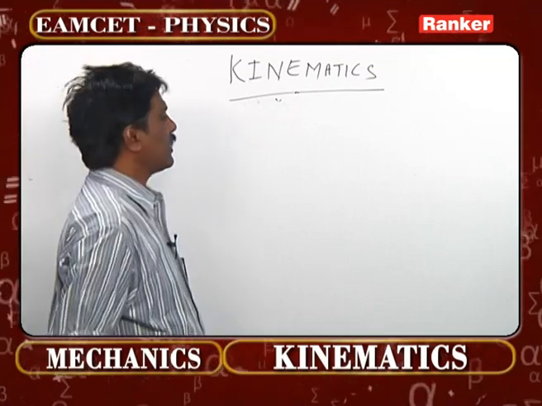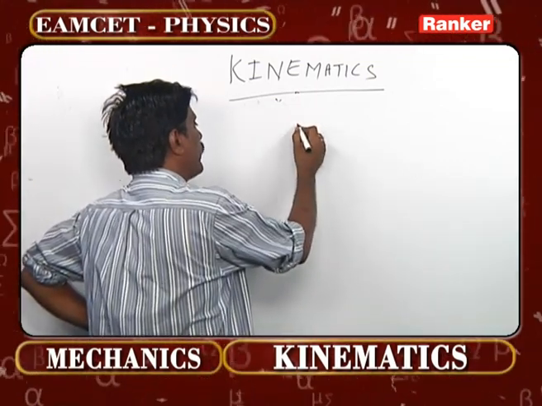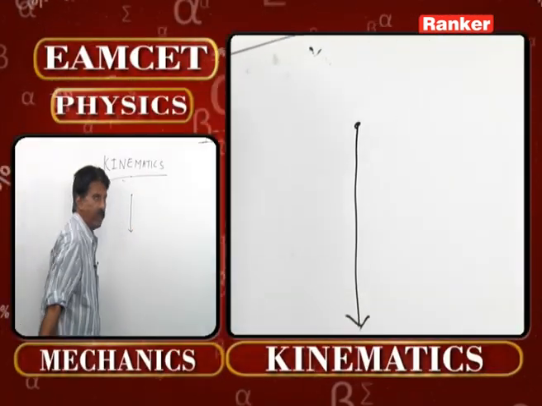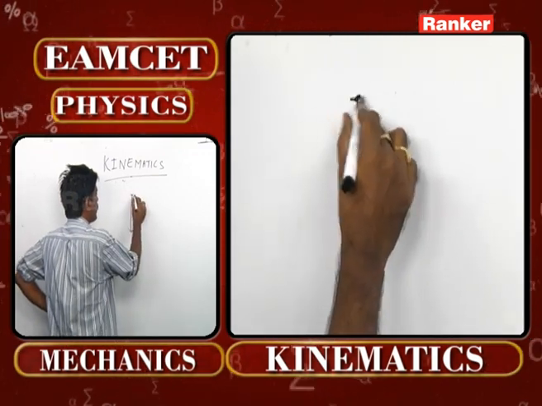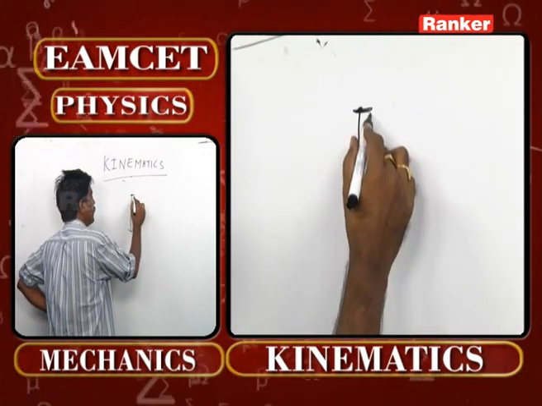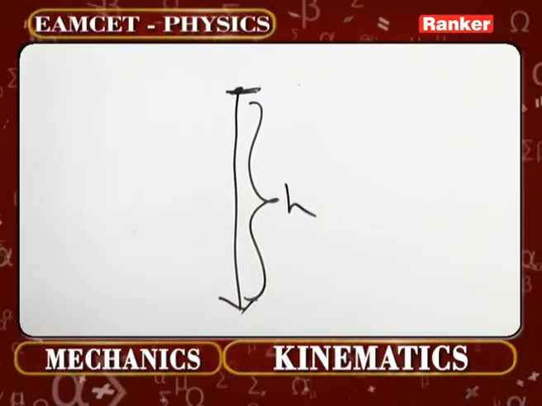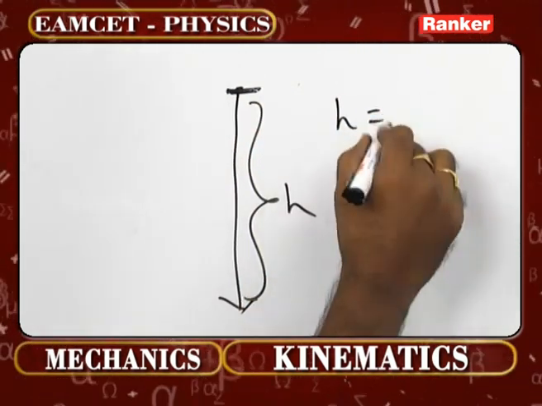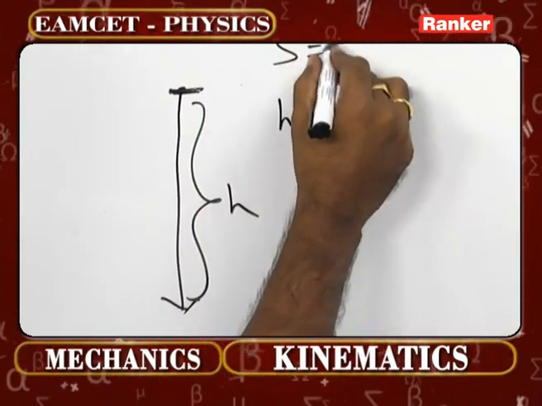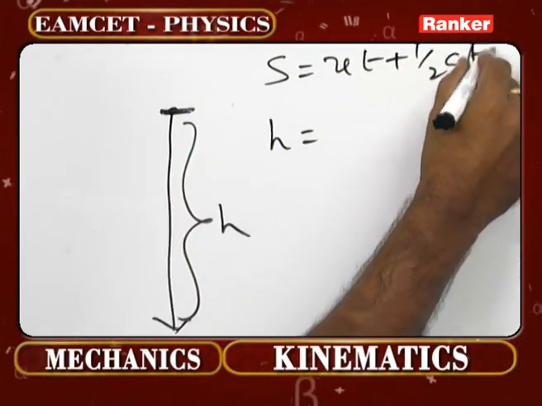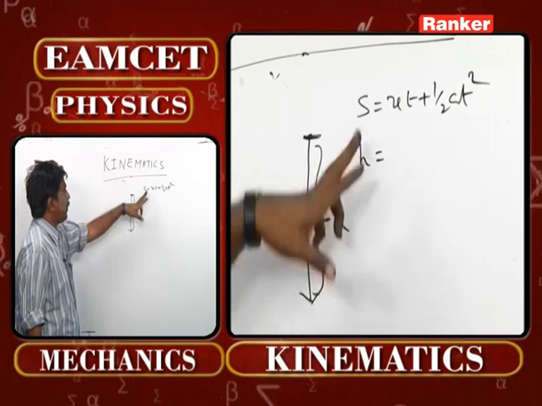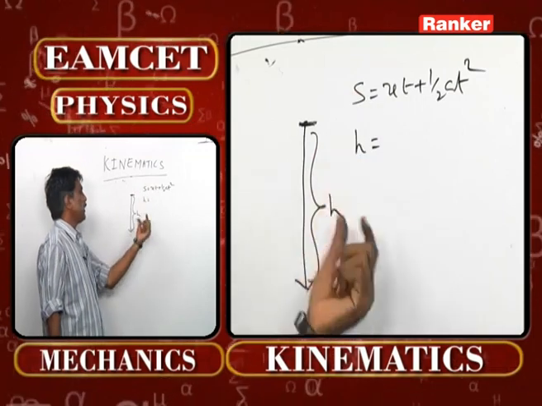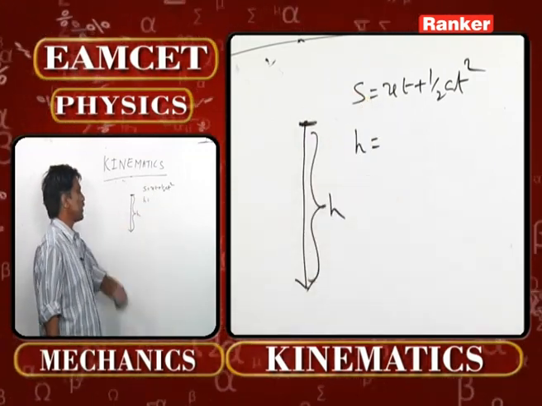Now these normal equations of motion for a uniformly accelerated body can be applied to any unidimensional or unidirectional motion. For example, you take a body dropped freely from the top of a tower of height h. The time taken for it to reach the ground: normal equation is s is equal to ut plus half at square. This is the kinematic equation. Now you have to apply this equation here also, because this is also one-dimensional motion, and here the only thing is its displacement is height, so s is replaced by h.